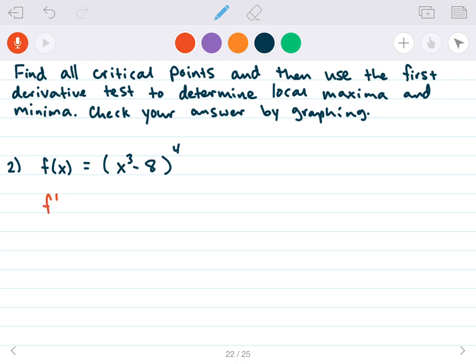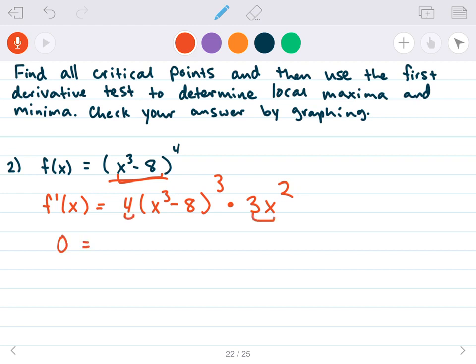Now, for the first derivative of this guy, I need to use the chain rule, okay? So I take the derivative of the outside function multiplied by the derivative of the inside function. And then I'm going to set this equal to 0. Actually, I'm going to rewrite this a little bit nicer so that I have 12x squared times (x cubed minus 8) cubed. And what I can do is set these individual factors equal to 0 to get my critical points.